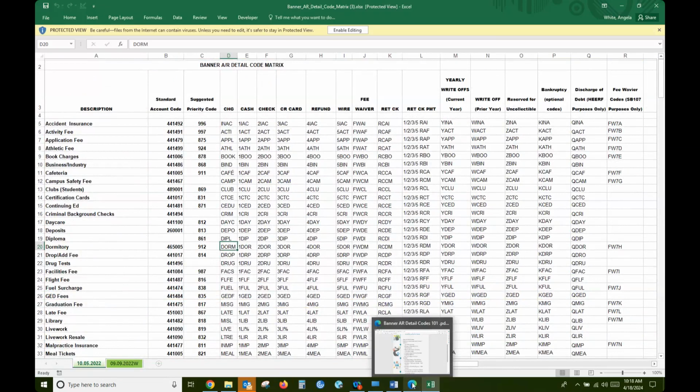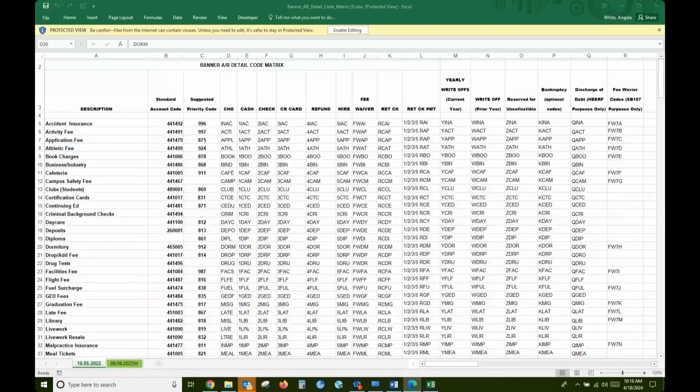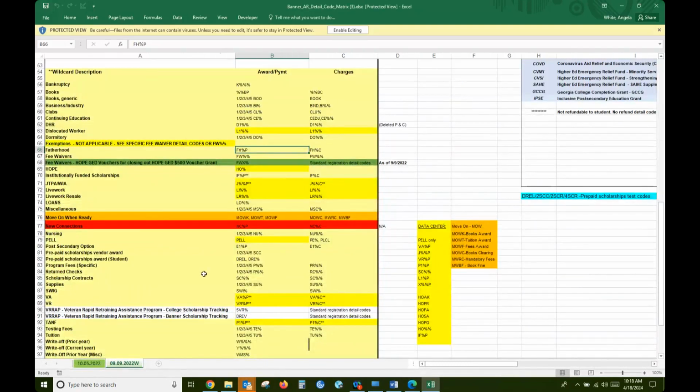Okay, so now what we want to do is talk a little bit about detail code combination limitations. Okay, so if we look at the detail code combination limitations, we talked about the detail codes are only 4 characters long, right? So there's only 4, can't be more than 4.